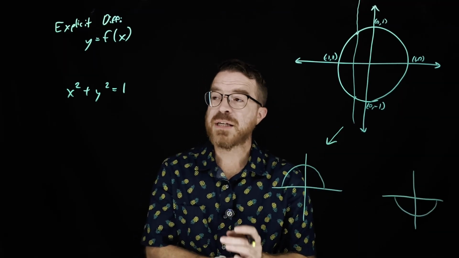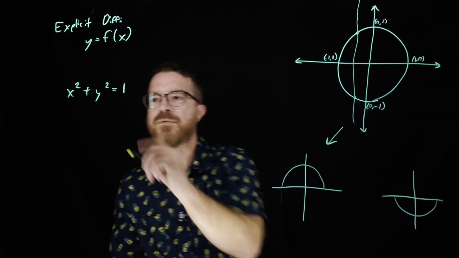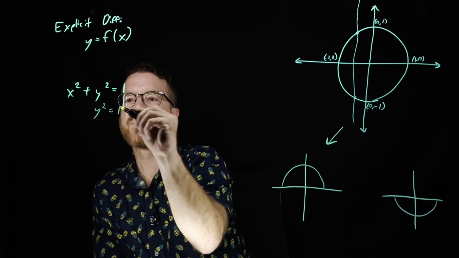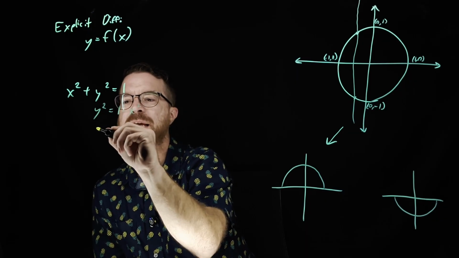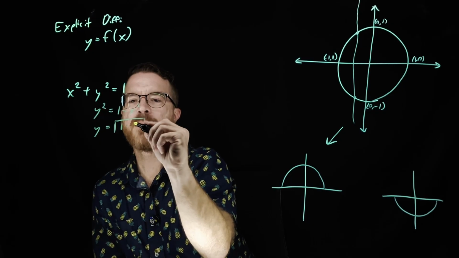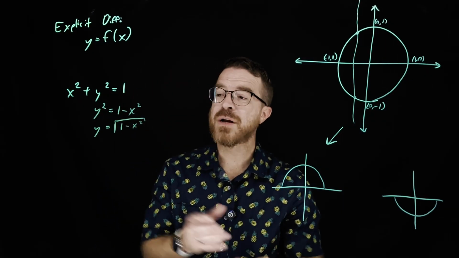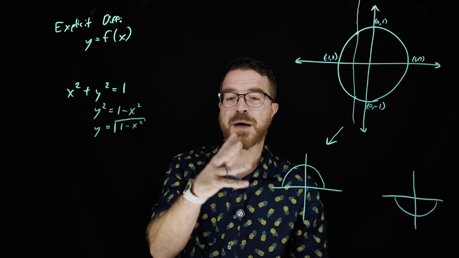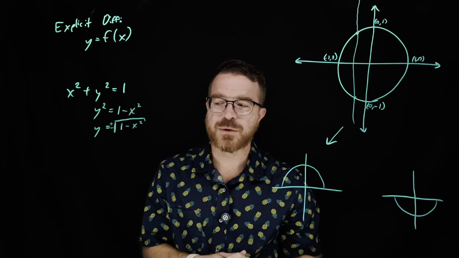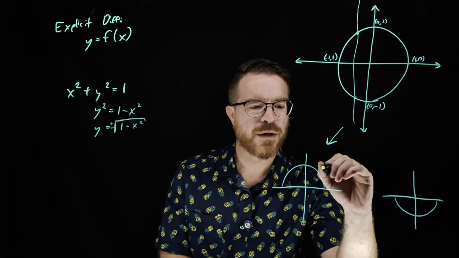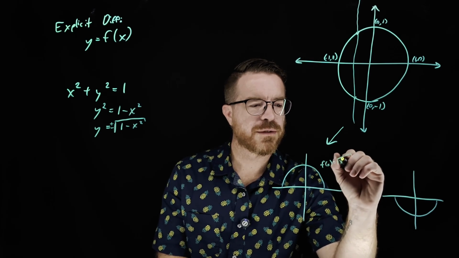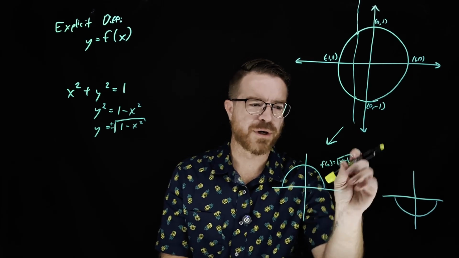In which case, we're going to solve for y in terms of x. So first thing, we subtract x squared from both sides. So we have y squared equals 1 minus x squared, and then we take the square root of both sides, which gives us the square root of 1 minus x squared. But we have to consider that this would be true for both the positive and the negative, so this is going to be plus or minus the square root of 1 minus x squared.